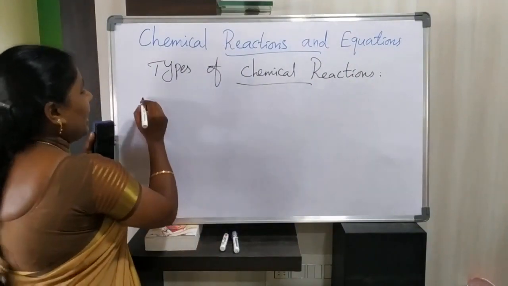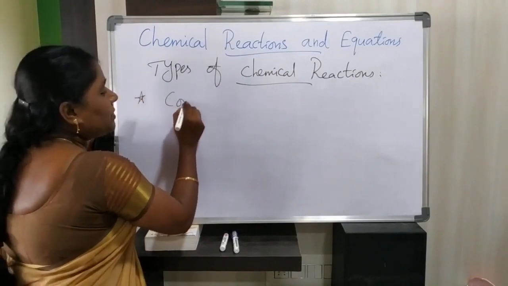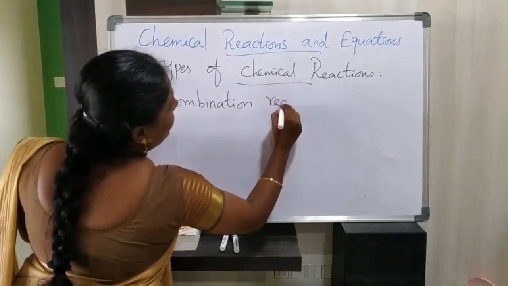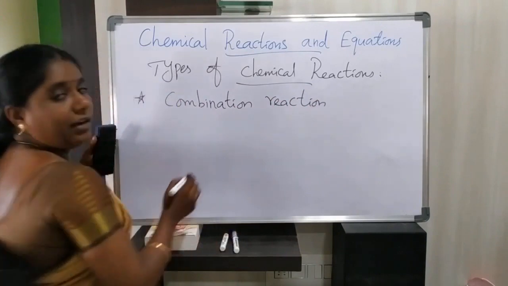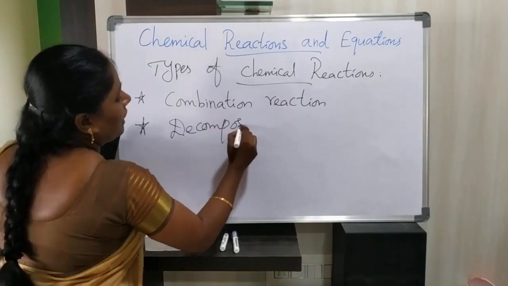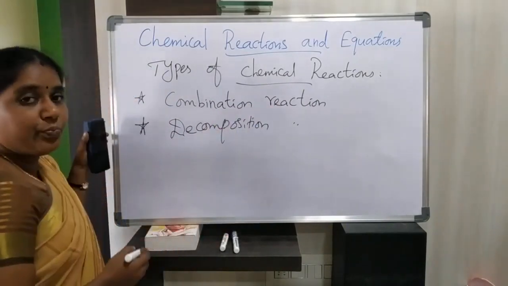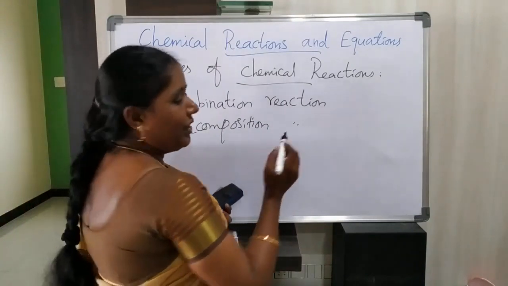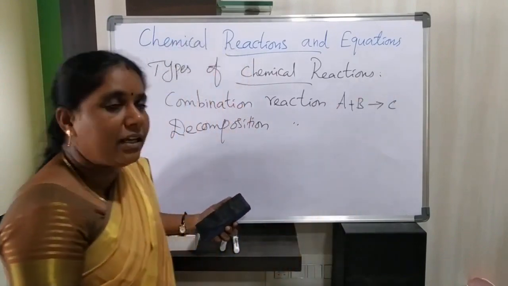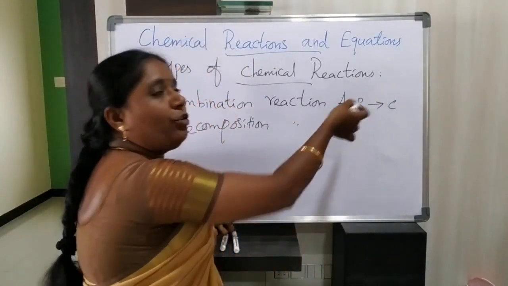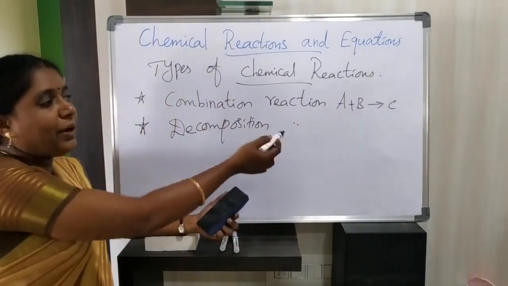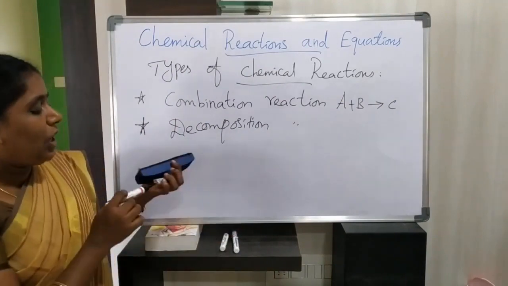In the types of chemical reactions, we discussed two types, that is combination reaction and decomposition reaction. See, what is a combination reaction? We discussed that it is A plus B gives C. This indicates that two or more reactants combine to form a single product, which is called combination.